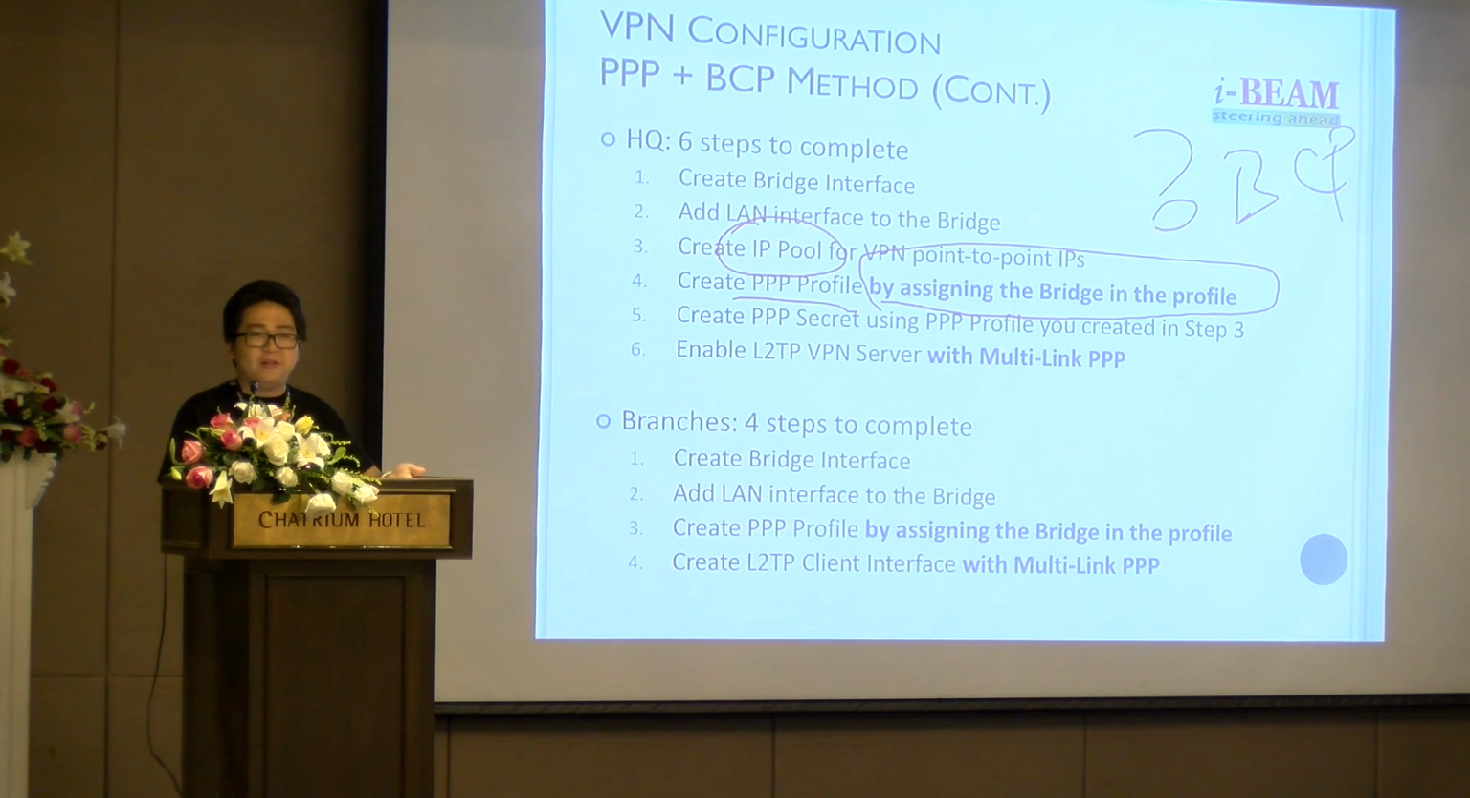So how to enable BCP? Unfortunately, in MikroTik, there is no single click, no button to enable BCP. If you want to enable BCP, you need to create the PPP profile and then select the bridge that you want to use. Then you will enable BCP. And after that, since it is a VPN with server and client, you need a VPN username and password for authentication, so you need to create a PPP secret. Finally, you need to enable the VPN server, because you did a lot of things here, but if you don't enable the VPN server, nothing will happen.